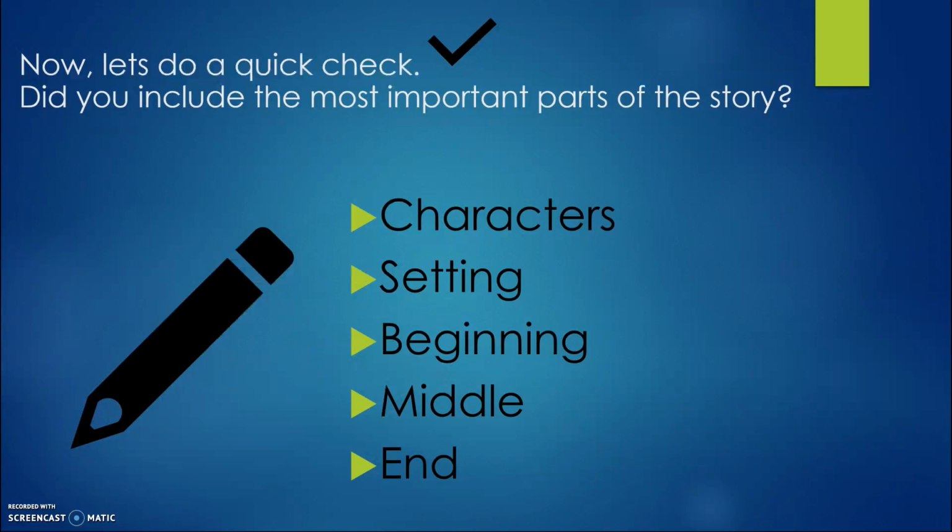Now let's do a quick check. Did you include the most important parts of stories? Let me think. Did I include the characters? I did. I said the characters were the 3 little pigs and the wolf. Did I include a setting? I did. The setting took place in 3 different places: the house made out of hay, the house made out of sticks, and the house made out of bricks.